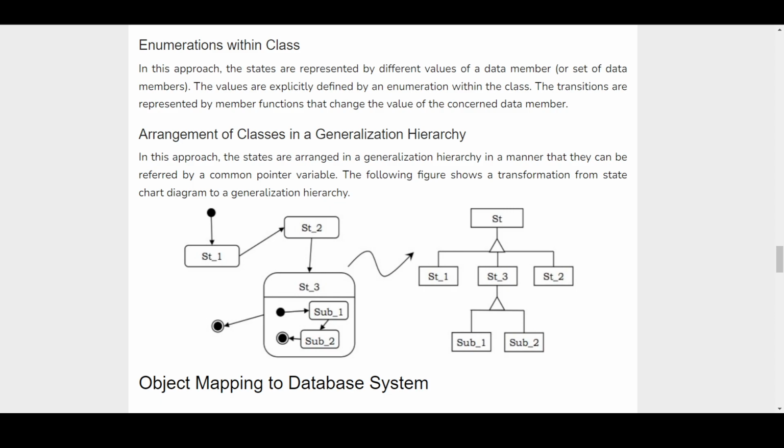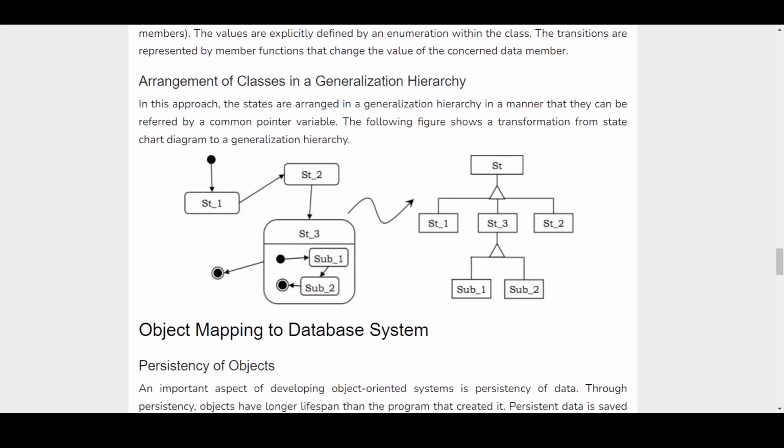What is the generalization hierarchy given here? See the diagram. The hierarchy diagram here has ST, ST1, ST3, ST2, then sub 1, sub 2. So this is a tree formation which is the hierarchy base. There are three levels. The root is called ST. The middle level is ST1, ST2, ST3. At the bottom level are the terminators, sub 1 and sub 2.